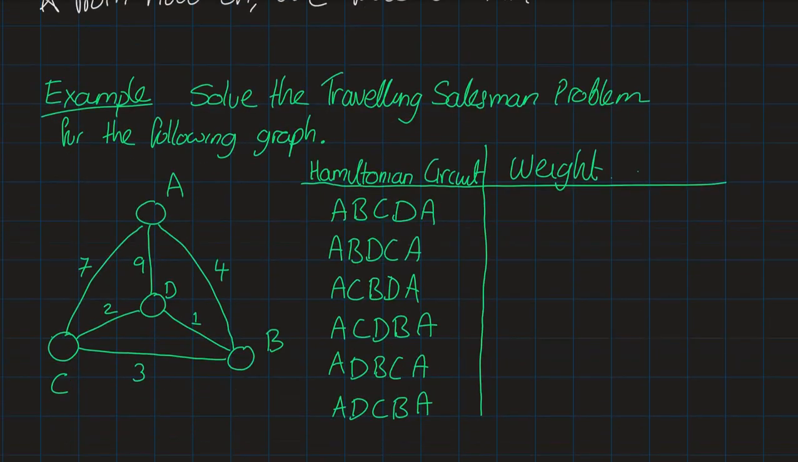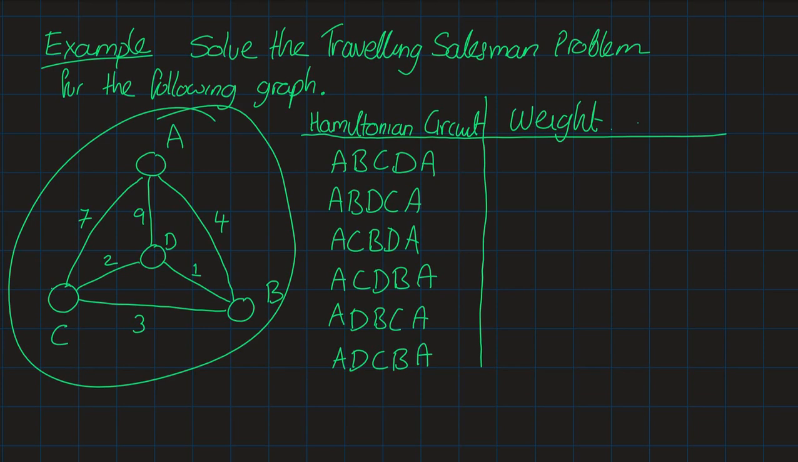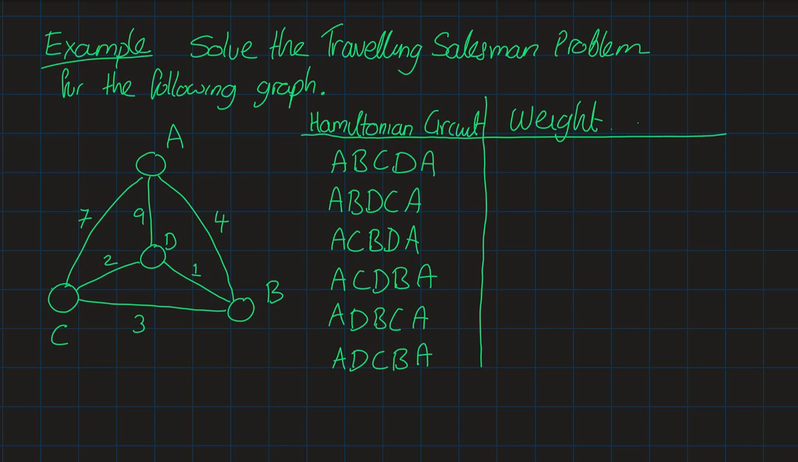So let's do an example. This example just says solve the travelling salesman problem for the following graph. So for this graph here, solve the travelling salesman problem. Okay, and the way I'm going to solve it is the most brute force sort of naive way possible. I've listed every single Hamiltonian circuit. We did this in the previous video. I'm going to calculate each of their weights, and then I'm just going to choose the one which has the lowest weight, the shortest Hamiltonian circuit.